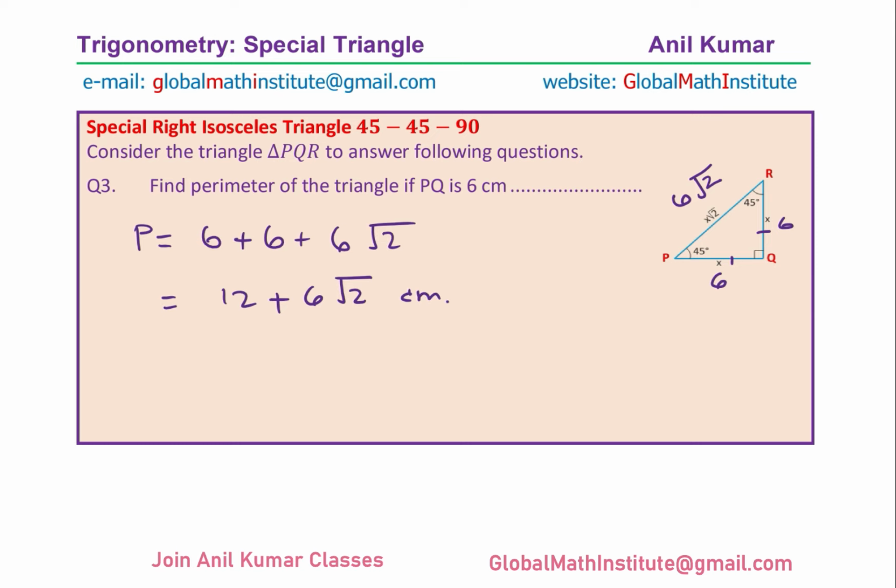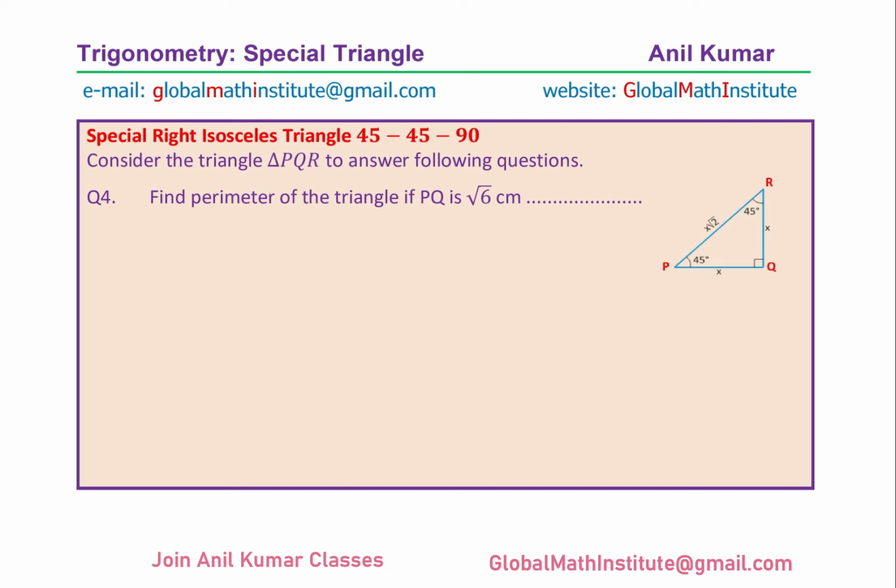Next question here is, find the perimeter of the triangle if PQ is square root of 6. So now we are given PQ as square root of 6. Then the other side should be square root of 6 divided by square root 2, right?